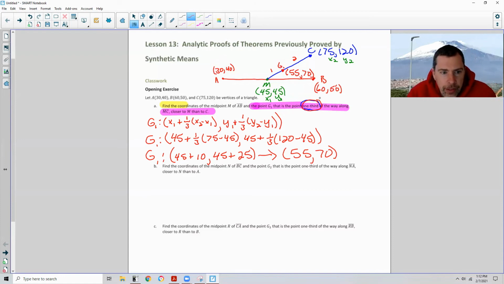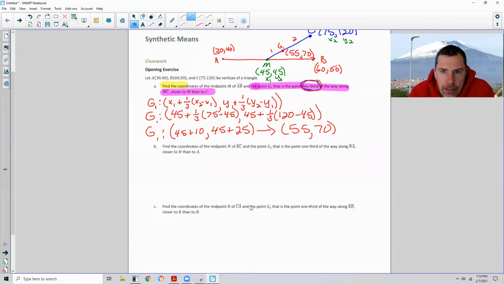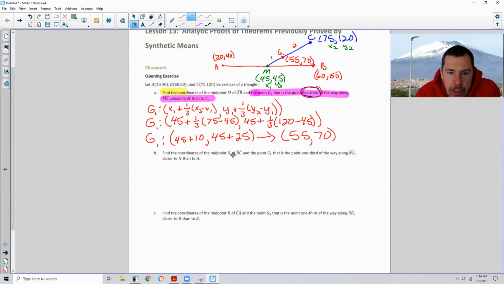Okay. And there's A. Okay. Part B says, find the coordinates of the midpoint N of BC. So let's highlight that. And the point G2, 1/3 along NA, closer to N than it is to A. Okay. So here's BC right here.